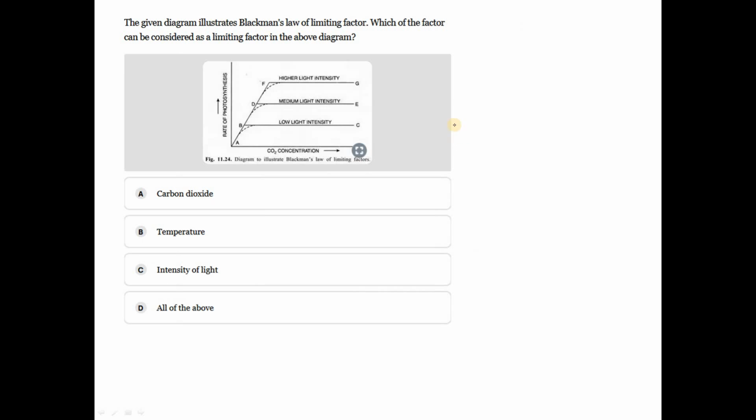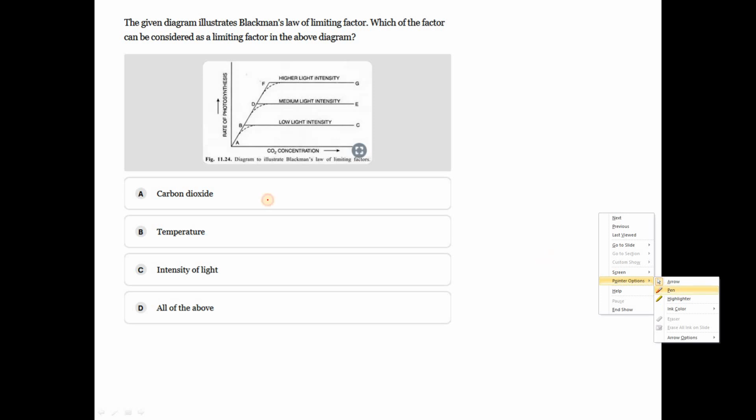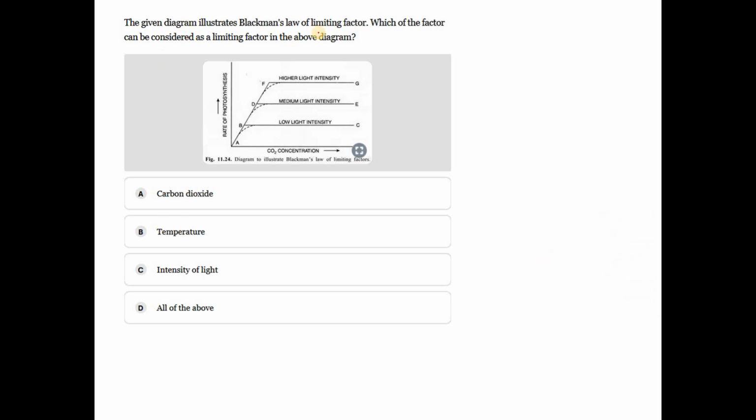Now let's see the question which has been asked in the exam. In this diagram, as you can see here, this is the CO2 concentration, this is the rate of photosynthesis on the Y side. So they are asking which of the factors can be considered as the limiting factor in the above diagram. So let's see this. If you are increasing the CO2 concentration, yes, it is increasing, but here we are doing it with low light intensity. So you are seeing that it is going here, here, here, and then a stop.